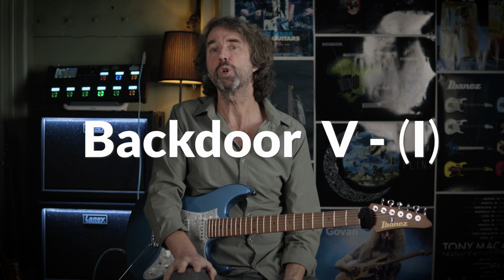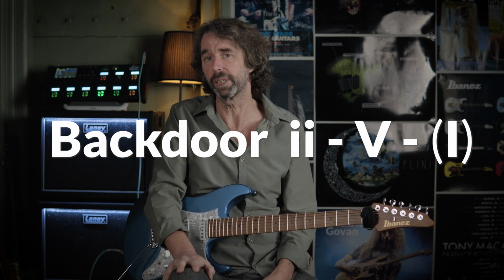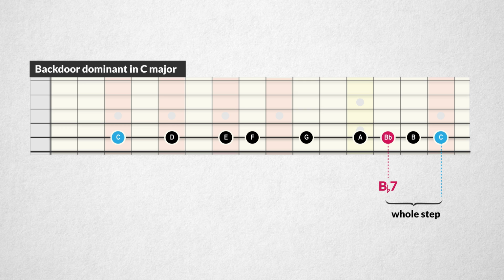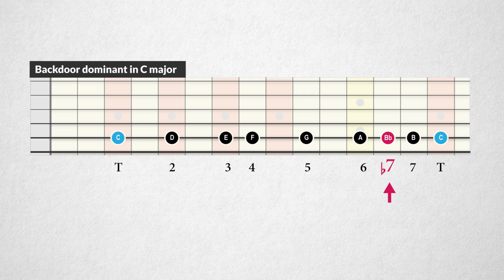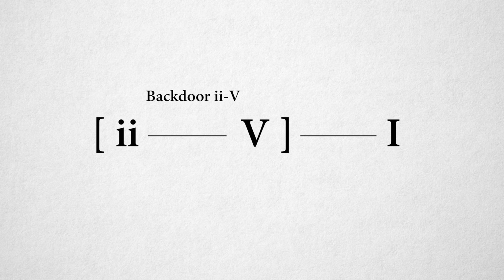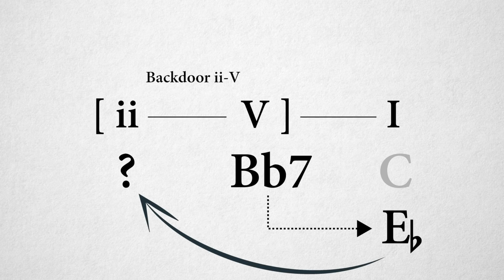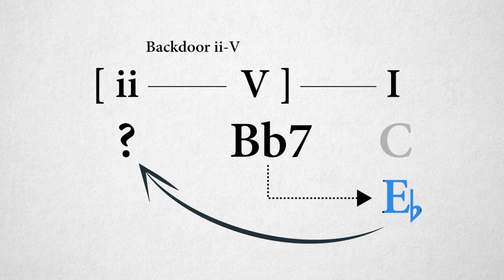Now, if there's a backdoor 5-1 cadence, then there must also be a 2-5-1 backdoor cadence. So, how do we find that 2 chord? Well, in C major, the backdoor dominant is a B flat dominant 7 chord, because this is the flat 7th degree in the key of C major. That we already know. Now let's look at the 2-5-1 cadence. We can find the 2 chord in two ways: find the 2 chord in relation to the 5 chord, or find the 2 chord in relation to the implied tonic where the backdoor dominant would lead to.